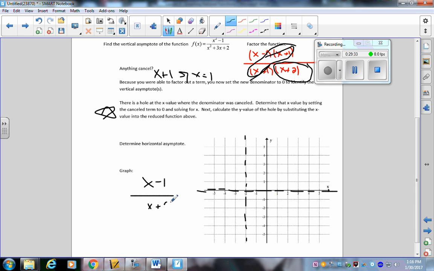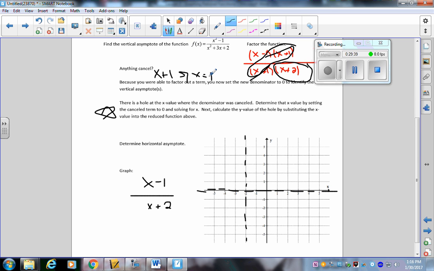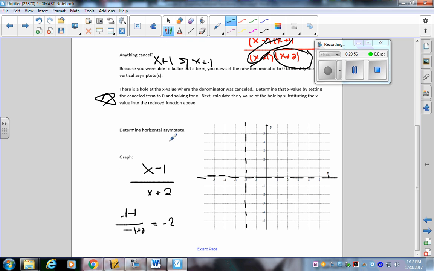So I'm going to plug 1 in, and I'm solving for the y variable now, or the y number of that hole. Okay? Oh, no, sorry, that should be a -1, guys. Why didn't you tell me? Right, because I canceled the x plus 1 factor, so x is -1. So I've got -1 minus 1 over -1 plus 2. So it ends up being -2 over 1. So it's at -2. So that tells me the hole itself is at -1, -2.